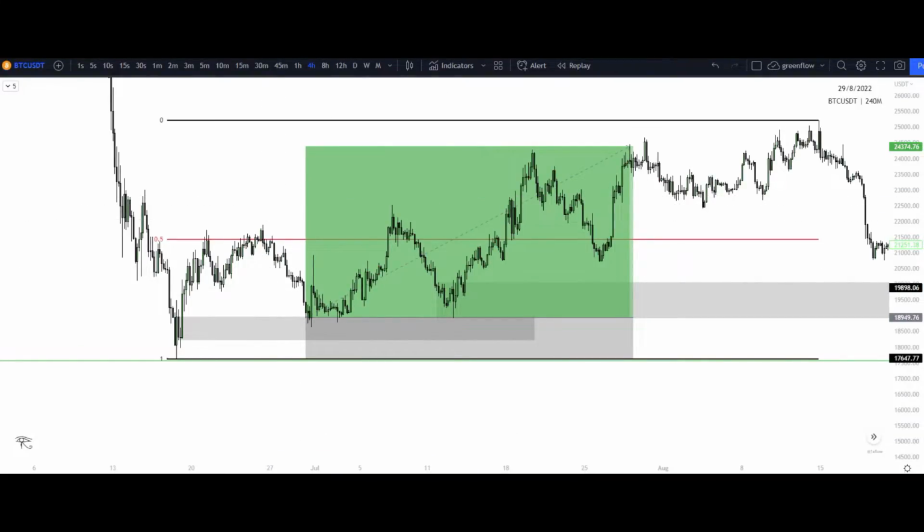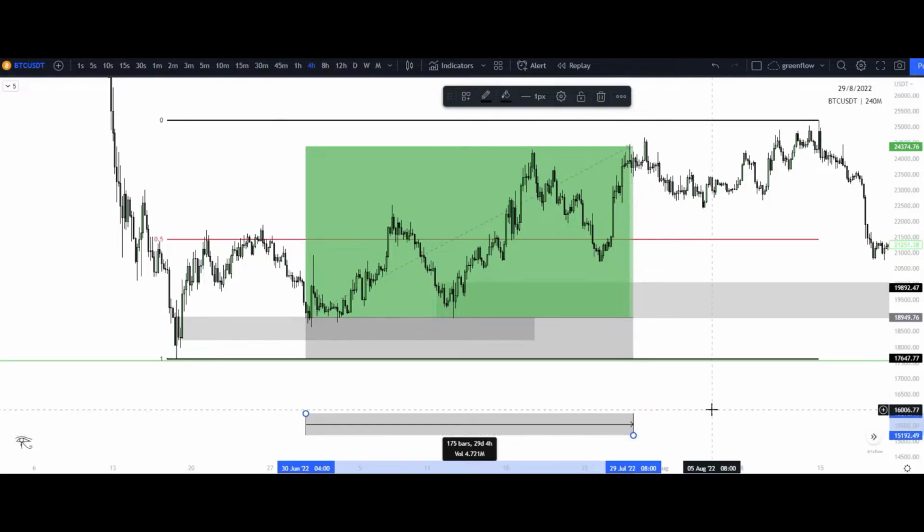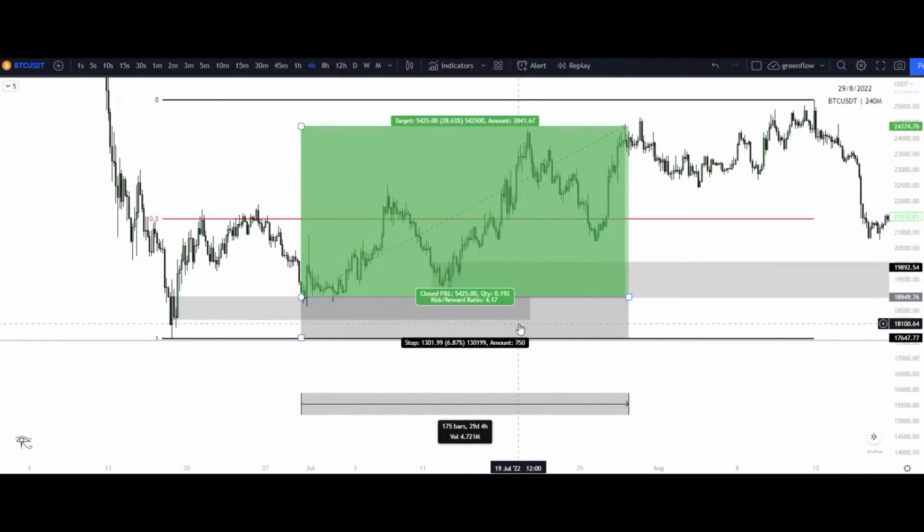Right, and we will look at the time effectiveness of this. We need to understand how long this trade actually took. So to make 4 times what you had risked, you're waiting 29 days. You're waiting an entire month to make 4 times what you had risked within this trade right here.